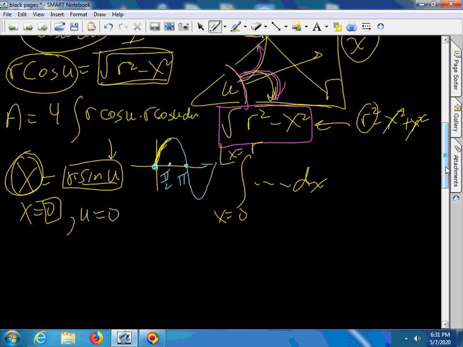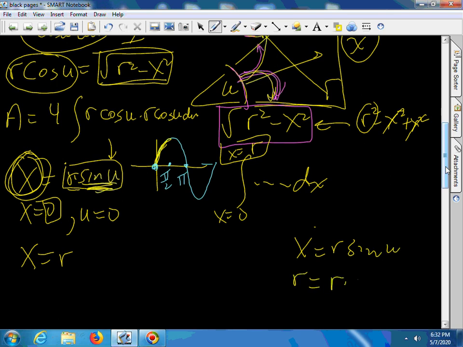Now, I want x to be r. Well, if x is r, then x equals r sine of u, so r is equal to r times something. That must be 1. R times 1 is r.